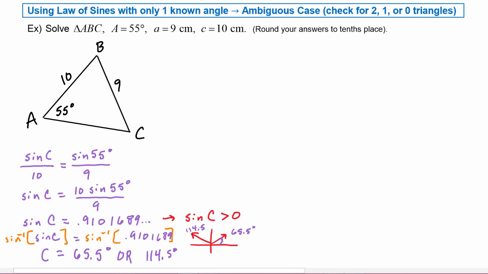So in this case, we are getting two possible angles for C, and the reason that happened is because we have the ambiguous case where only one angle in the triangle was known. So when you're using law of sines, with only one known angle, you will get the ambiguous case, and you will have to check for 2, 1, or 0 triangles. In this case, we're getting 2 possible answers for C, so that means we are going to have to draw a second triangle.